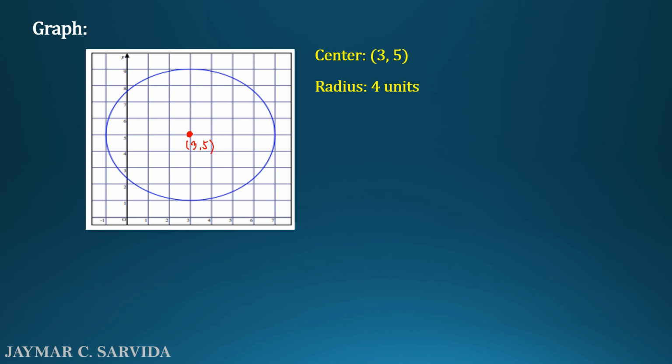So from the center ng ating circle, magbibilang ka lang ng 4 units from the center. 1, 2, 3, 4 sa taas, then 4 units din sa baba. 1, 2, 3, 4. 4 units din dito sa kanan. 1, 2, 3, 4. And 4 units din papunta sa kaliwa. 1, 2, 3, 4. Ayan. So, identified mo na yung center pati yung radius. Now, you can draw the circle using the compass. Okay? And then, after that, let's proceed now.